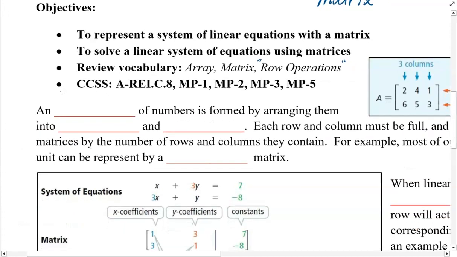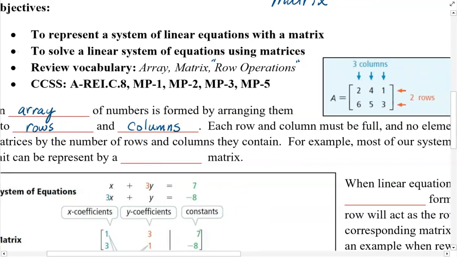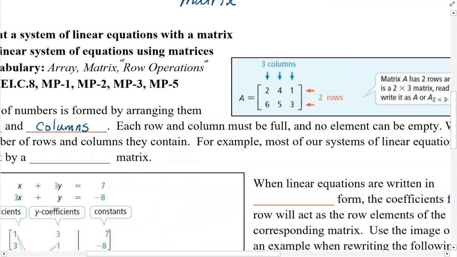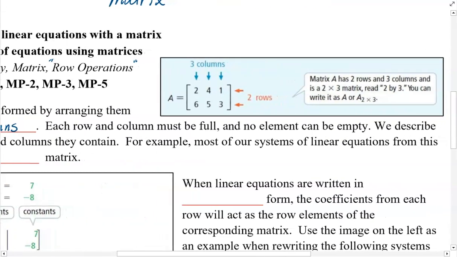First off, an array of numbers is formed by arranging them into rows and columns. So if I took a bunch of numbers and arranged them into rows and columns, that would be what we call an array of numbers. When it comes to solving systems of equations with an array, each row and column must be full and no element can be empty.